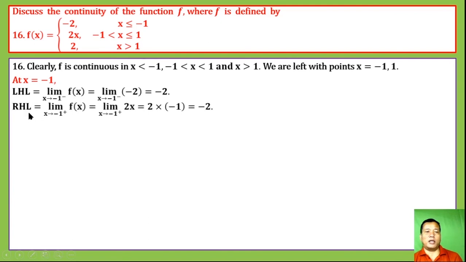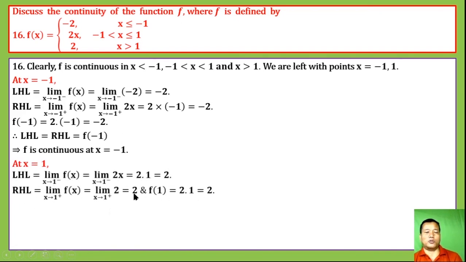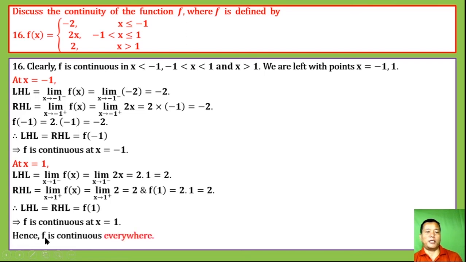Discuss continuity at -1: left hand limit at -1 is -2, right hand limit at -1 is -2, f of -1 is -2. Therefore left hand limit equals right hand limit equals f of -1, implies f is continuous at -1. At x equal to 1, left hand limit at 1 is 2, right limit at 1 is 2, f of 1 is also 2, so f is continuous at 1. Hence f is continuous everywhere.